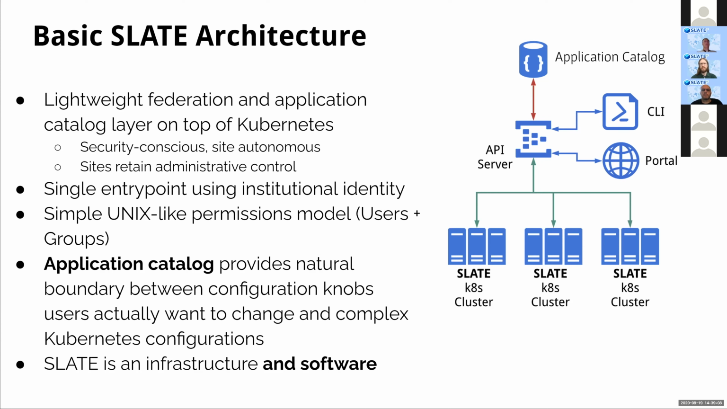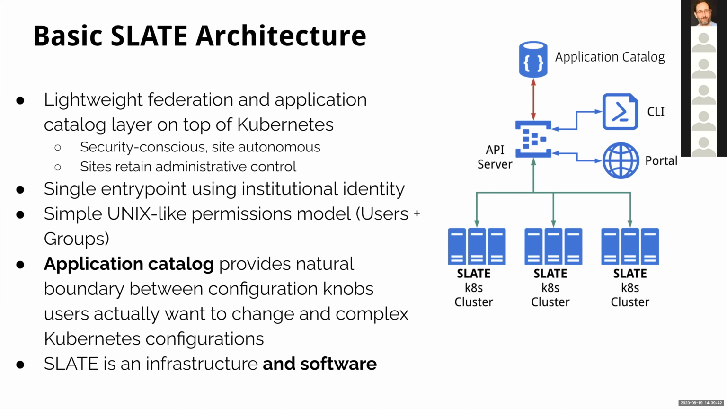For a bit more of the details, the entry point to all of this is fairly standard. It's using institutional identity through CI Logon and Globus. And we have a simple permissions model that's reasonably Unix-like, in that all logical objects within SLATE are owned by some group. Users are organized into groups and can belong to many groups. And that's how we determine who has the rights to operate on a given object.